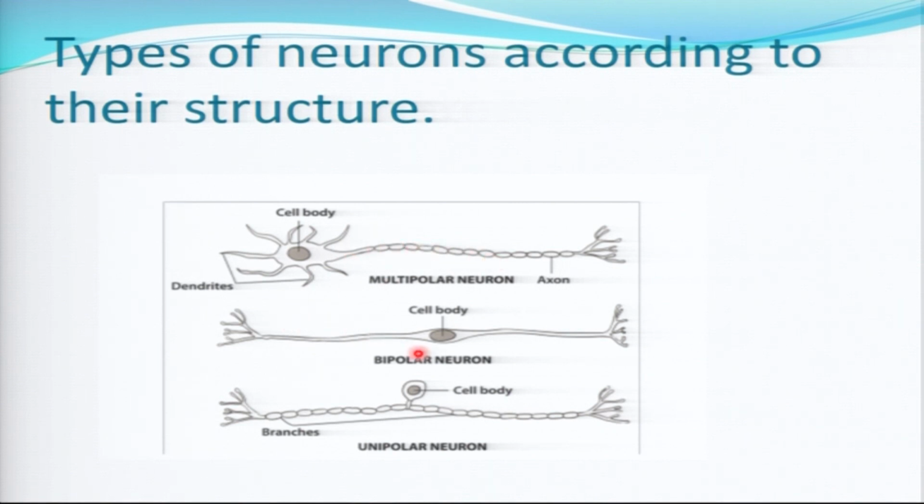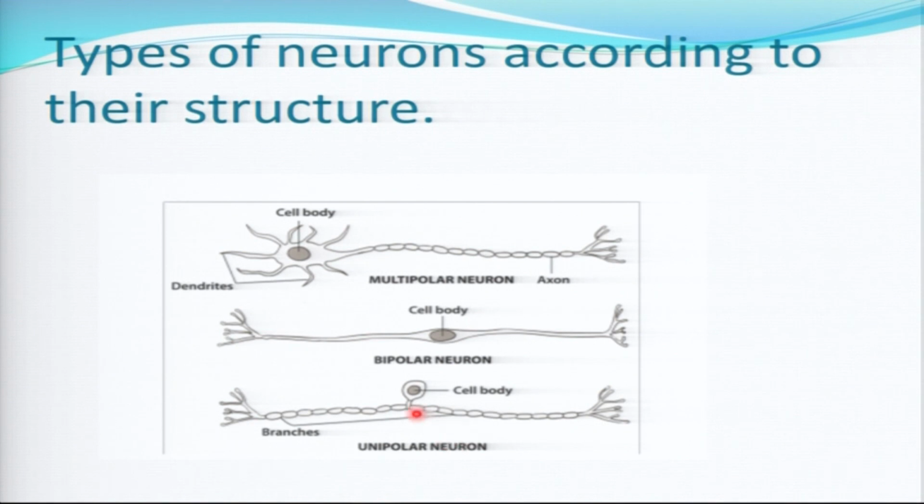So we have the bipolar neuron. It has two processes. Process number one is this, because this is the cell body, and then another process is this. So we have the two processes, this on this side, and this on the other side. So this is a bipolar neuron. Where is it found? It is found on the retina.